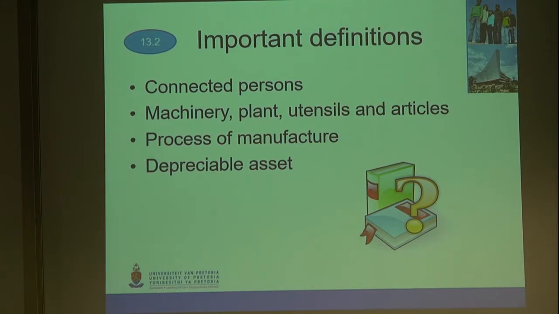Right, the second one is machinery, plant, utensils, and articles. Now, I'm going to speak about that a little bit more when we get to 12C, which is our manufacturing section. The process of manufacture, I'm also going to speak about it over there when we get to section 12C. Okay. And then the last one is a depreciable asset, which is what we've been speaking about. Everything we have is a depreciable asset except for land. Okay, so land is not a depreciable asset.